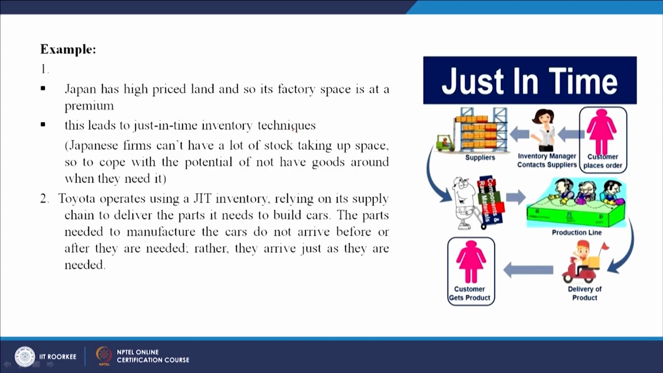So, to cope with the potential of not having goods around when they need them, they use just-in-time inventory, right. Toyota operates using a JIT inventory, relying on its supply chain to deliver the parts it needs to build cars. The parts needed to manufacture the cars do not arrive before or after they are needed, rather they arrive just as they are needed. So, this is the just-in-time theory.